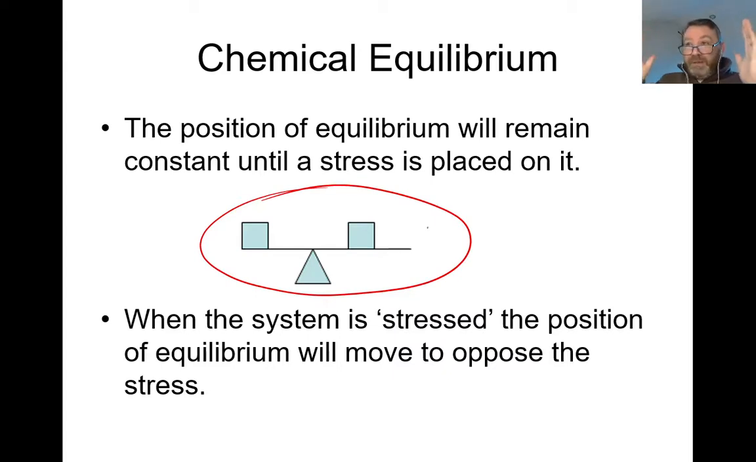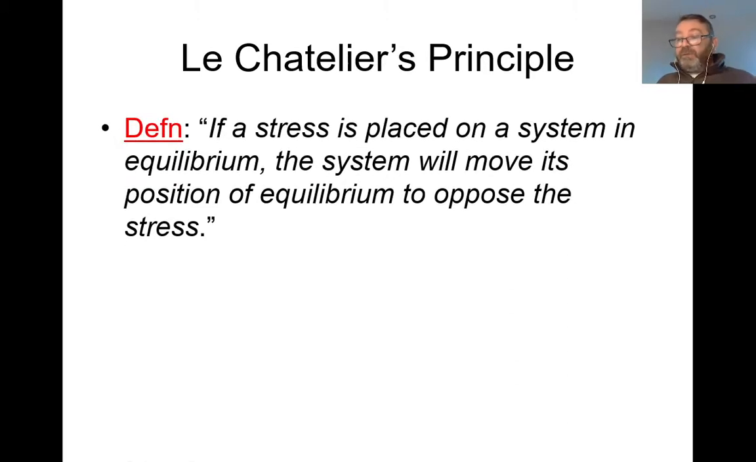When a system is in dynamic equilibrium, i.e. the rate of the forward reaction is the same as the rate of the backward reaction, and the two of them are going, and it experiences a stress, the system will alter its position of equilibrium to neutralize that stress. Now I need you to keep that definition in place. Okay, so Le Chatelier's principle, there it is.